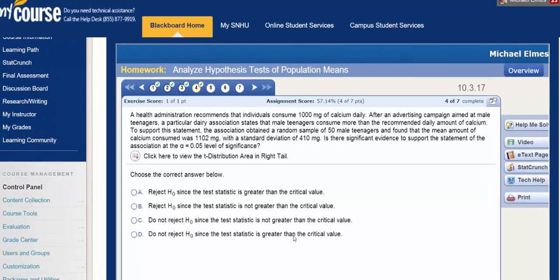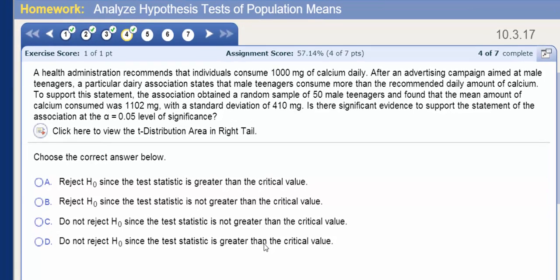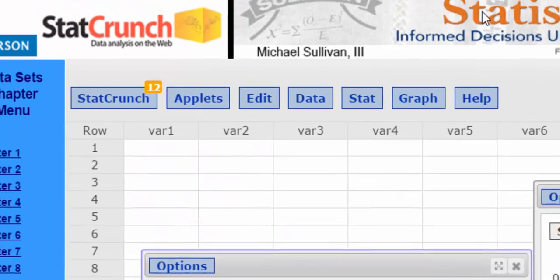In this exercise, we're going to look at a hypothesis test of a population mean. Take a few moments to read the paragraph. So it looks like they're going to ask us to test the test statistic against the critical value. So to determine a test statistic, we need to open up StatCrunch.